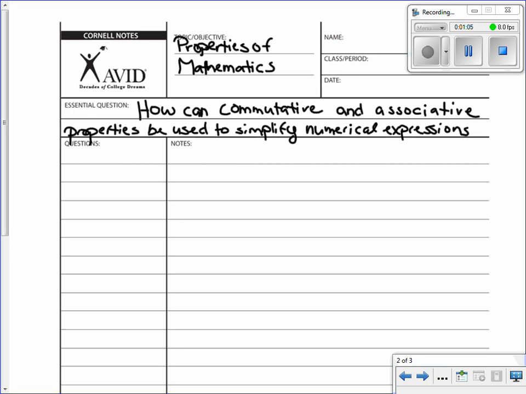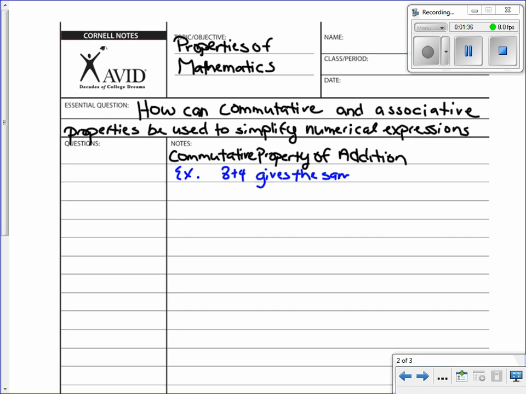Okay, we're going to start off with some definitions. First is the commutative property of addition. And an example of that would be 8 plus 4 gives the same sum as 4 plus 8.